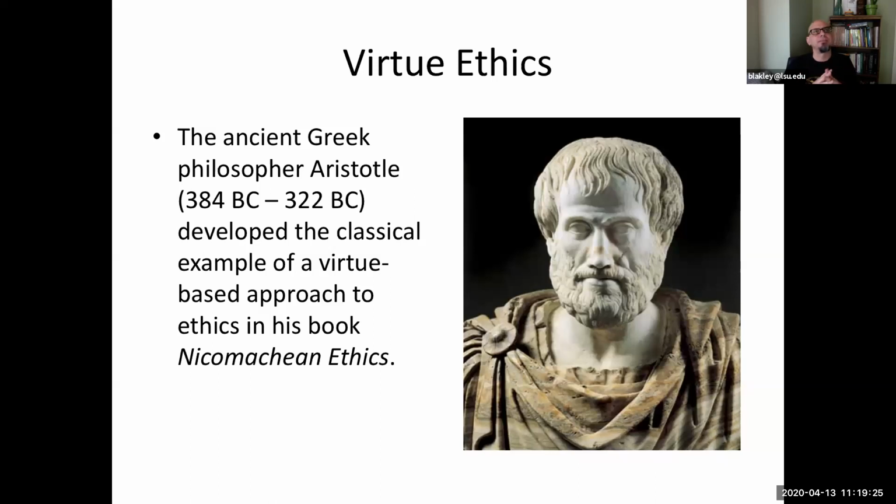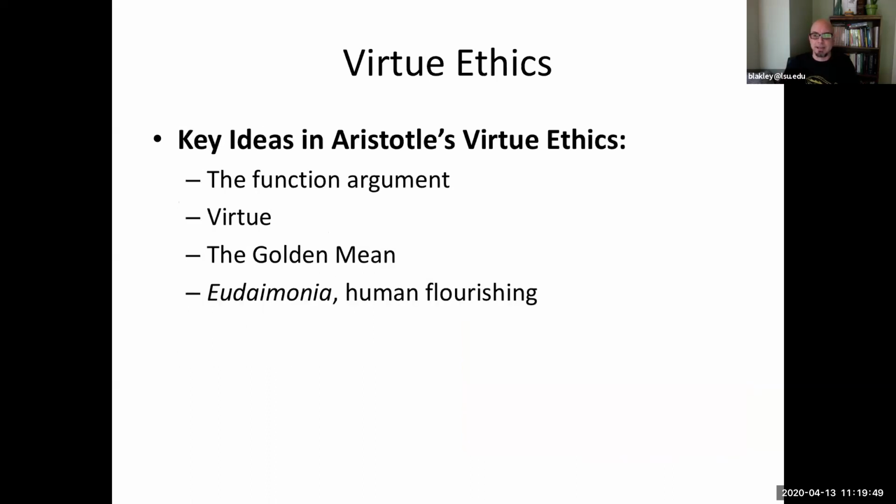I forget the year that Anscombe's famous essay, Modern Moral Philosophy, was published, but it kind of brings about a revival of virtue ethics among philosophers in the latter half of the 20th and 21st centuries. And so contemporary versions of virtue ethics often take their point of departure from Aristotle. And so let's take a look at his classic version of this theory as it's presented in the Nicomachean Ethics.